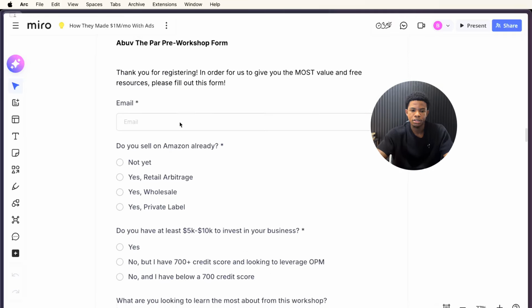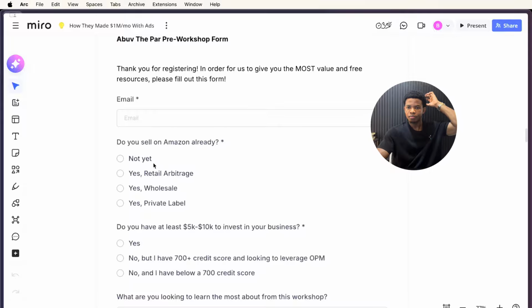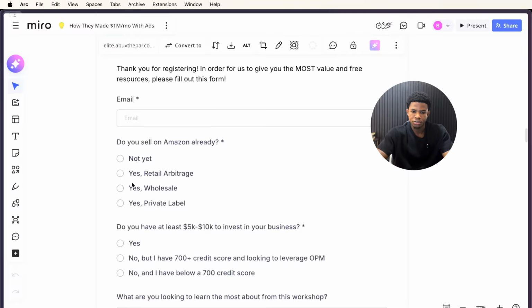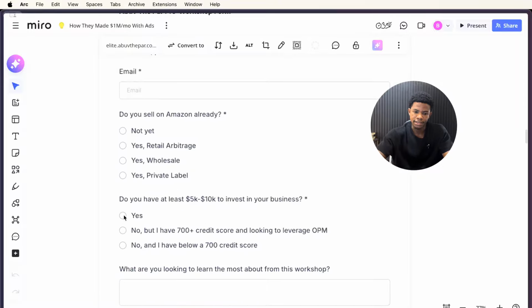what we've built for our clients, basically the qualification metrics, if you want to call it that, is, so here, someone who clicks yes, retail arbitrage, wholesale or private label is going to be someone who is potentially qualified. Now, if we get to the budget part, someone who says yes is going to be qualified. Someone who has no, but I have a 700 plus credit score and looking to leverage OPM is going to be qualified. And someone who says no, I have a below 700 credit score is going to be less qualified than the others that we talked about.